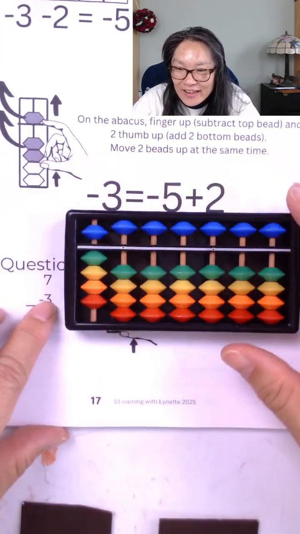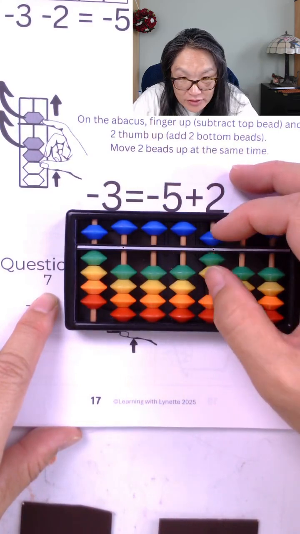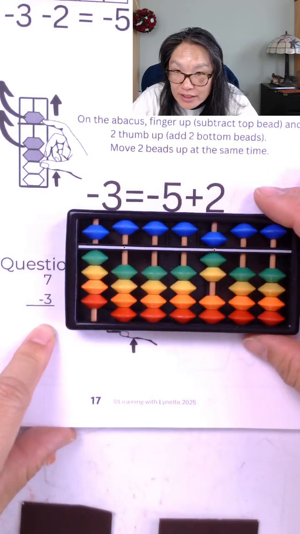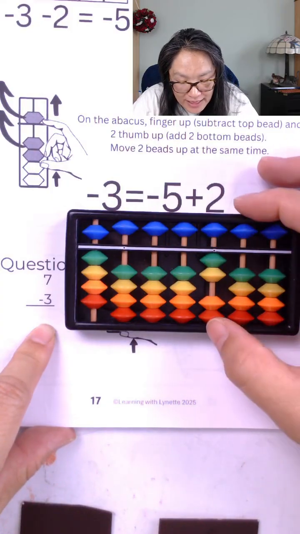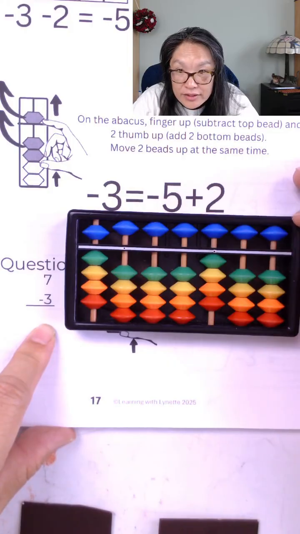Okay, focus. So we have 7. And we want to take away the 3. What are we going to do? Notice I'm going to take away the 5. I'm going to add the 2. My final answer is now 4.